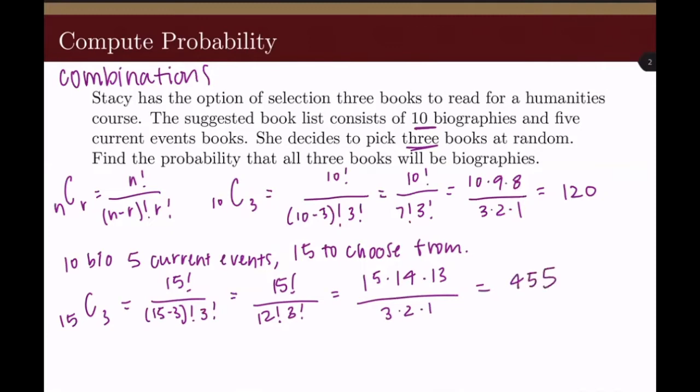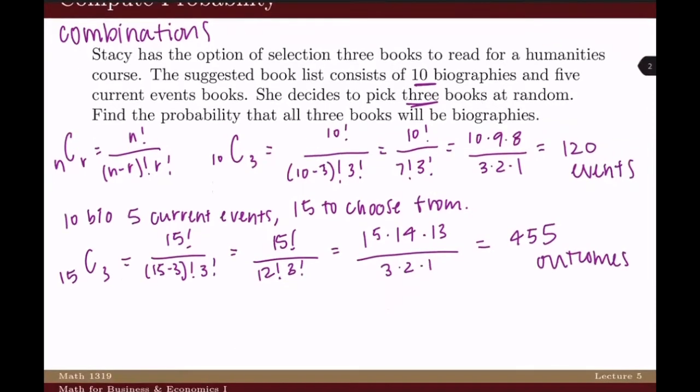So we have 455 total choices, and we have 120 ways to pick 3 biographies. That means this 120 represents my number of events, and this 455 represents my number of outcomes. Since probability is just the number of events divided by the number of outcomes, the probability of 3 biographies is equal to 120 divided by 455, which is approximately 0.264.